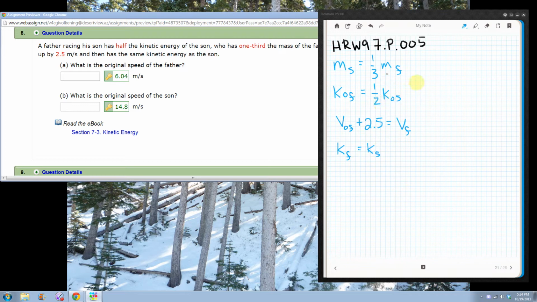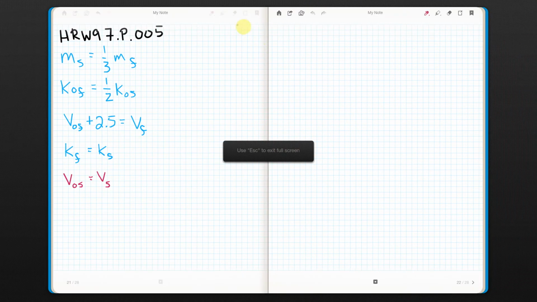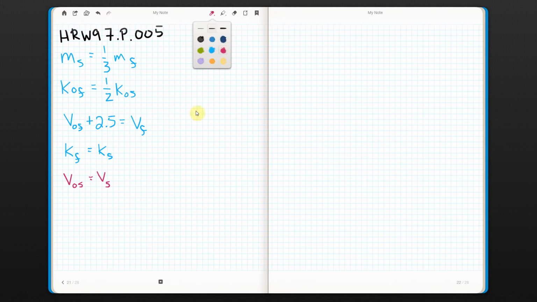Something else that it doesn't explicitly say, but I'm going to write down anyway: the son did not speed up, so the initial velocity of the son equals the final velocity of the son. Okay, going to full screen now. All right, this is going to get a little weird. I will try to keep it color-coded for us, but let me try and walk this through.